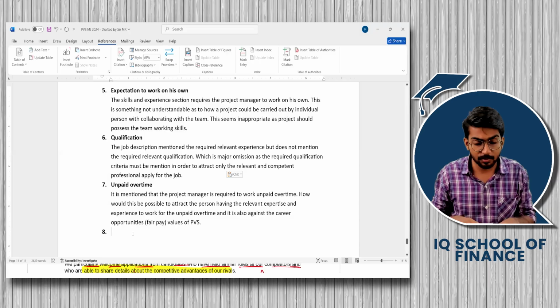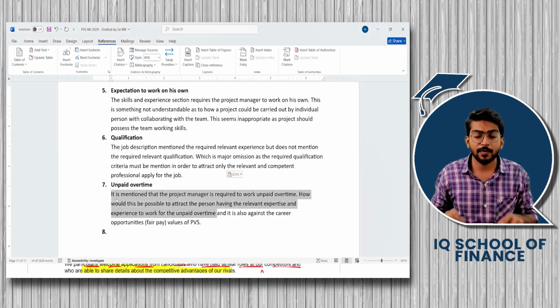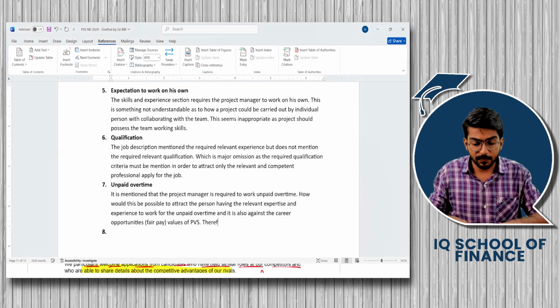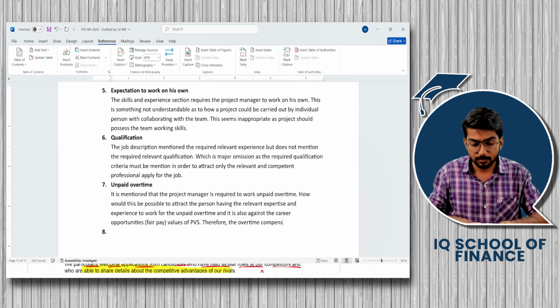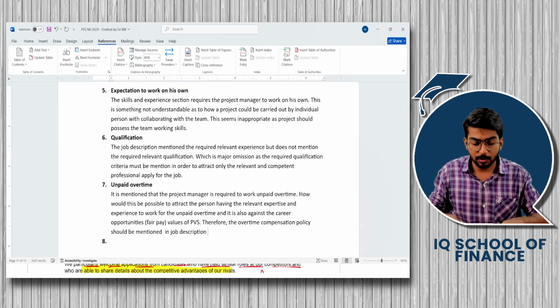Point number 8. First, let us read the point which I have drafted. It is mentioned that the project manager is required to work unpaid overtime. How would it be possible to attract a person having the relevant expertise and experience to work for unpaid overtime, right? We are raising a question. And also it is against the career opportunities, that is, the fair pay values of the PVS. Therefore, the overtime compensation policy should be mentioned in the job description. All right.